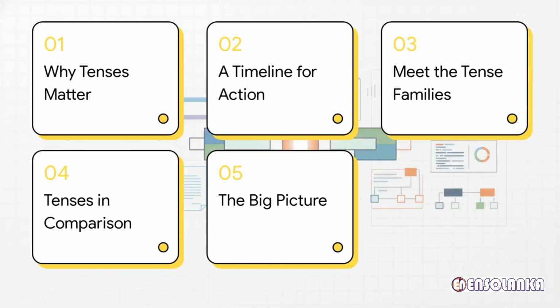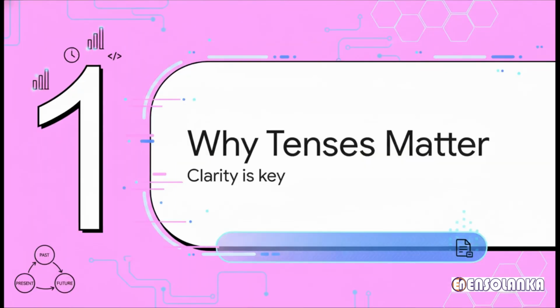Okay, so here's our game plan for today. We'll start with why this stuff matters in tech. Then we'll look at a timeline for action, meet the tense families, compare them in action, and then wrap up with the big picture. All right, let's dive right into our first section.